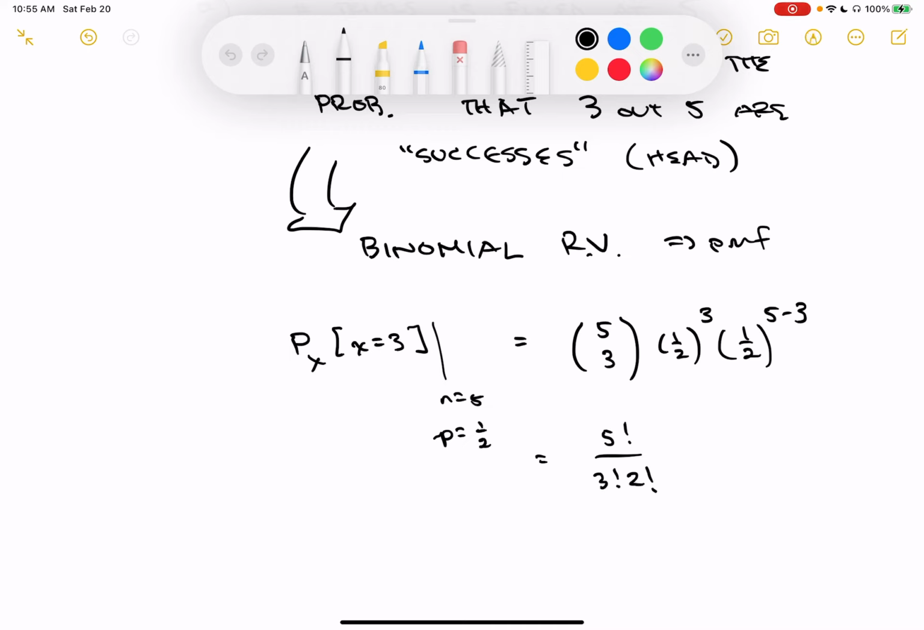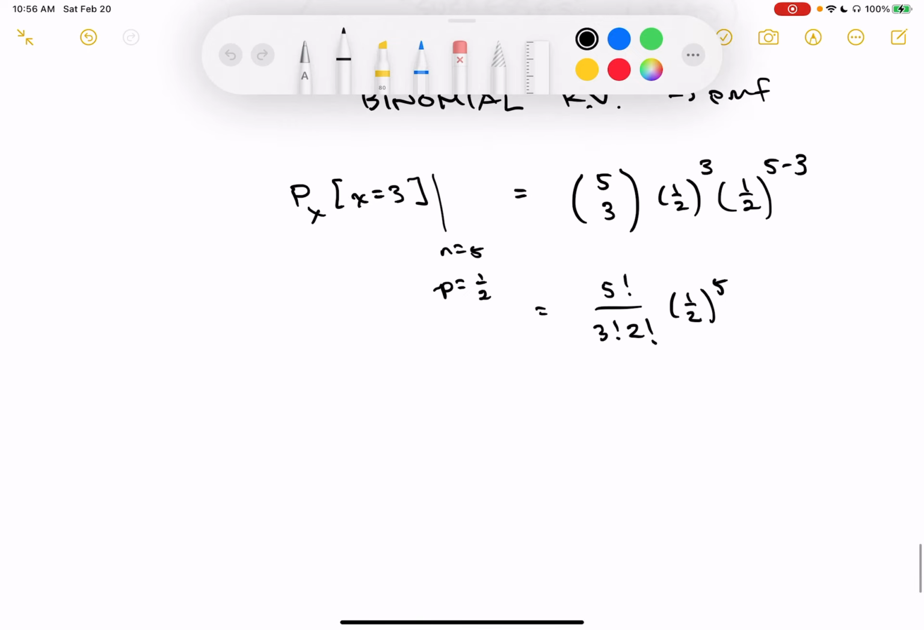Like bases, we just add the exponents. 3 plus 5 minus 3 is going to be a 1/2 to the 5th, something along those lines. If I go through all that work and I simplify it out, I end up getting 10/32, okay? Just a little bit under a third in this particular case.